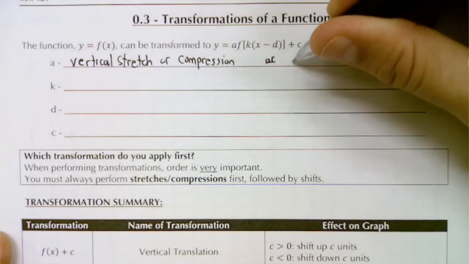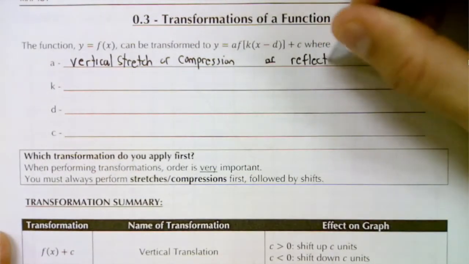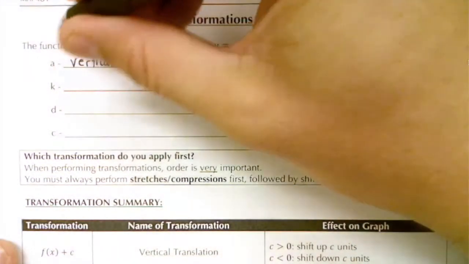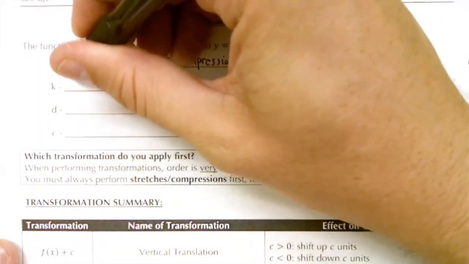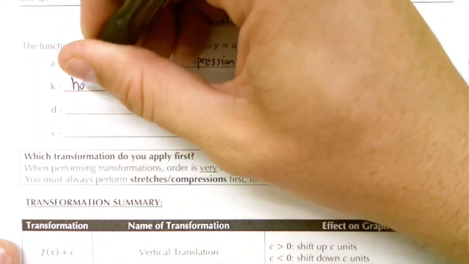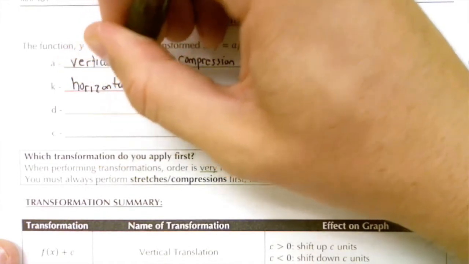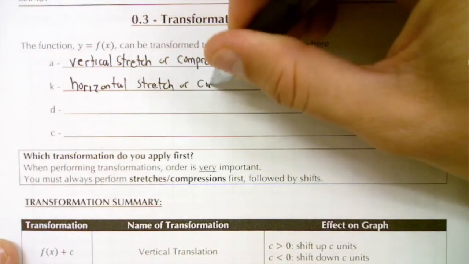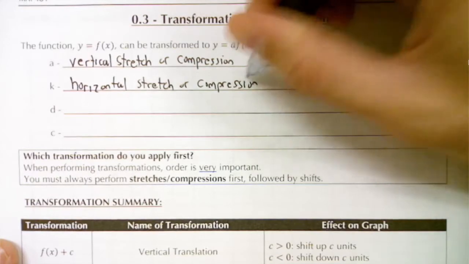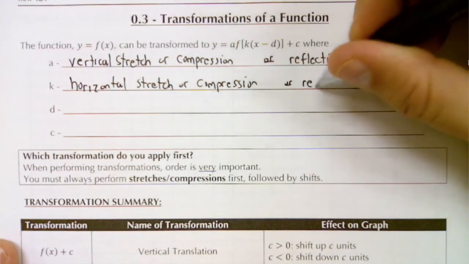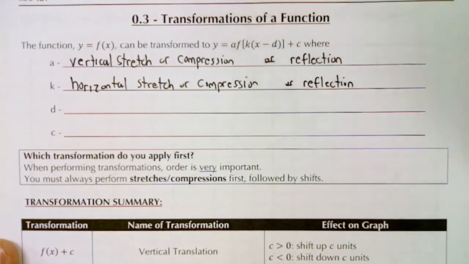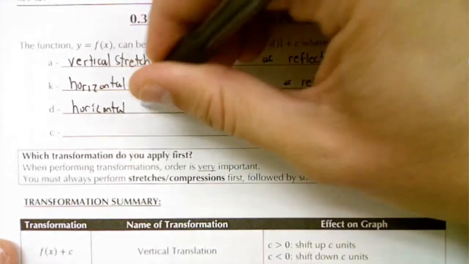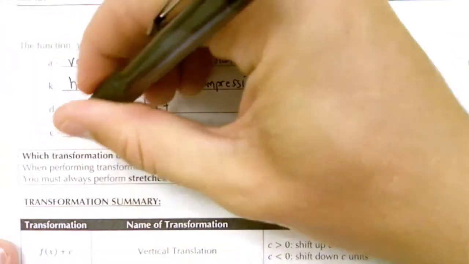Or, if it's negative, it can be a reflection. K is a horizontal stretch or compression. Or if K is negative, it can be a reflection. D is a horizontal shift. And C is a vertical shift.